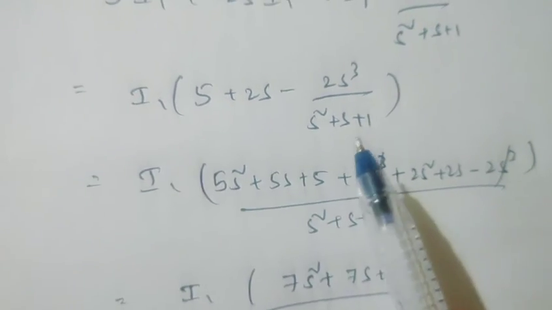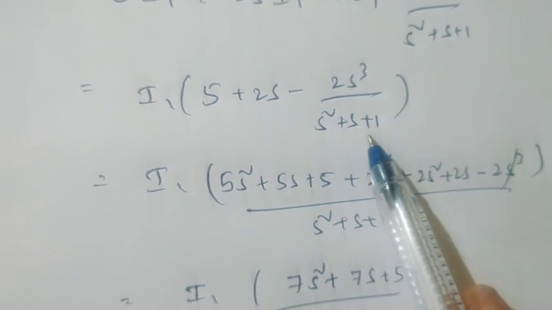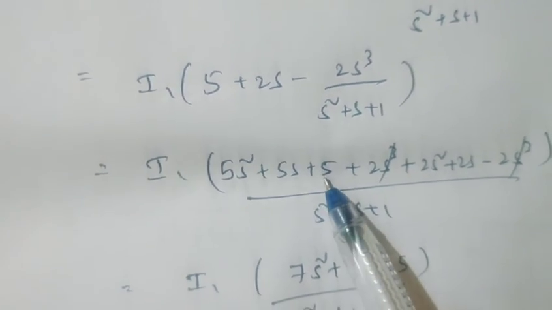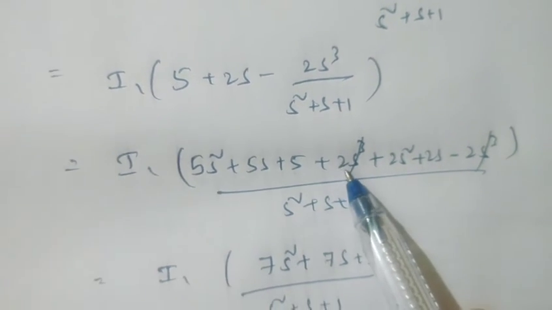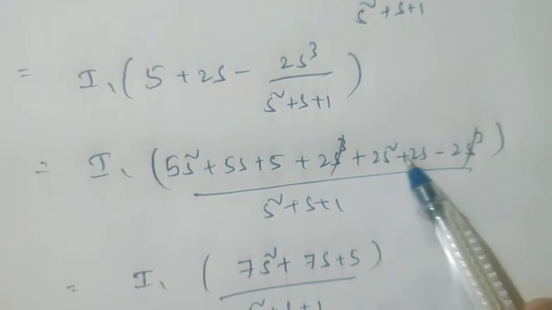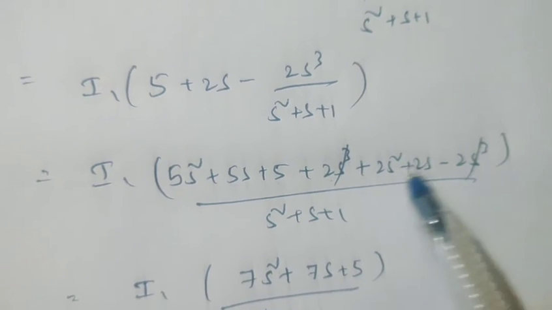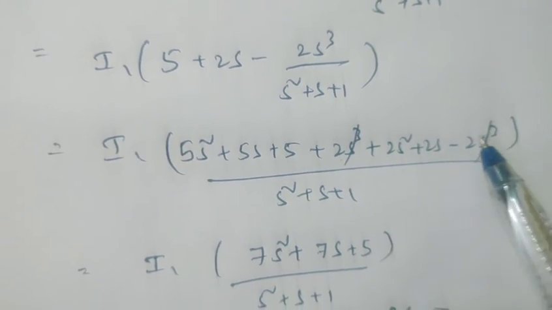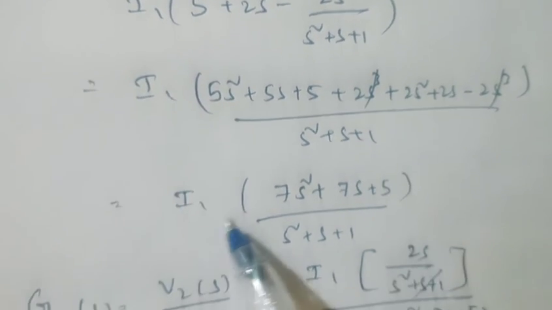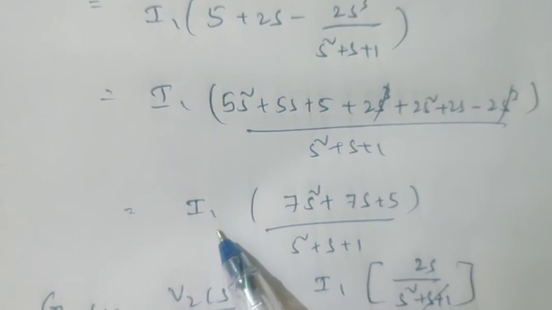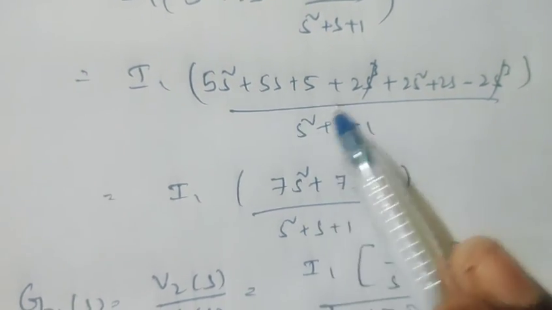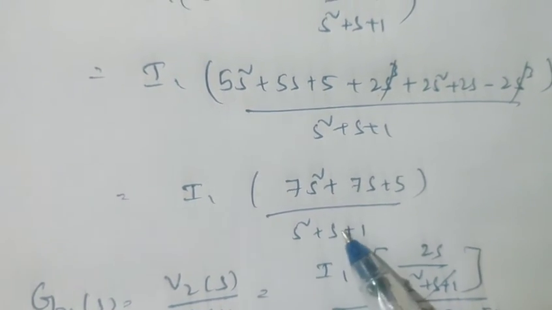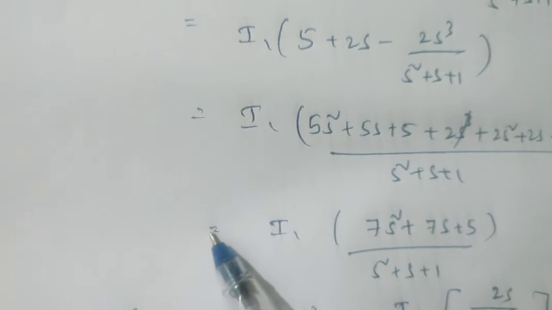Take the LCM. You will get 5 plus 2S into S square plus S plus 1, which gives 5S square plus 5S plus 5, plus 2S cube plus 2S square plus 2S, minus 2S cube. Here we can cancel 2S cube minus 2S cube. Therefore the total voltage V1 is equal to I1 into 7S square plus 7S plus 5 by S square plus S plus 1. So this is your V1 value now.